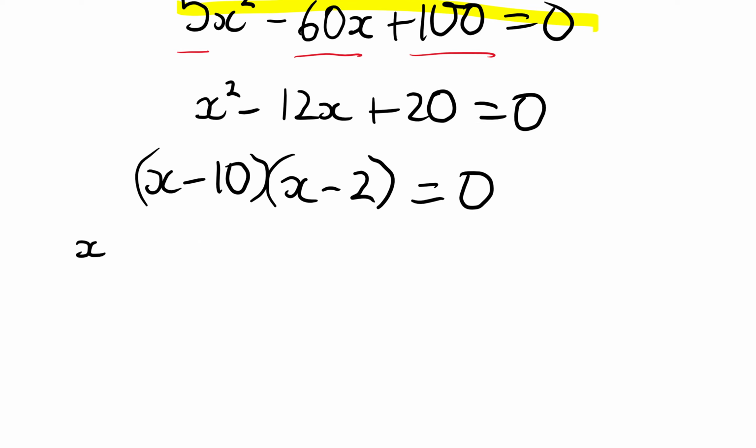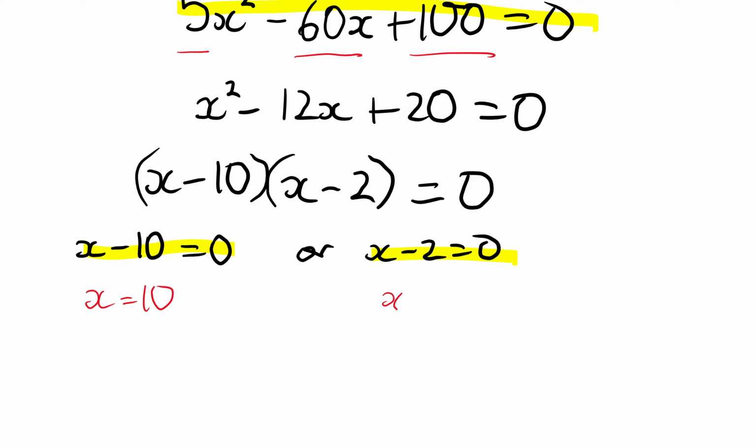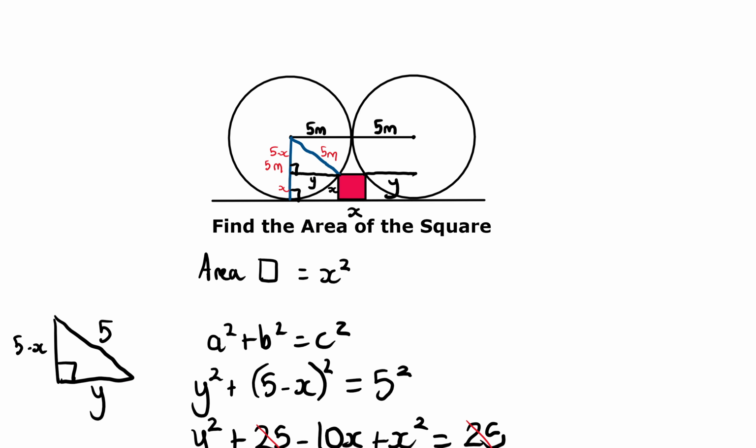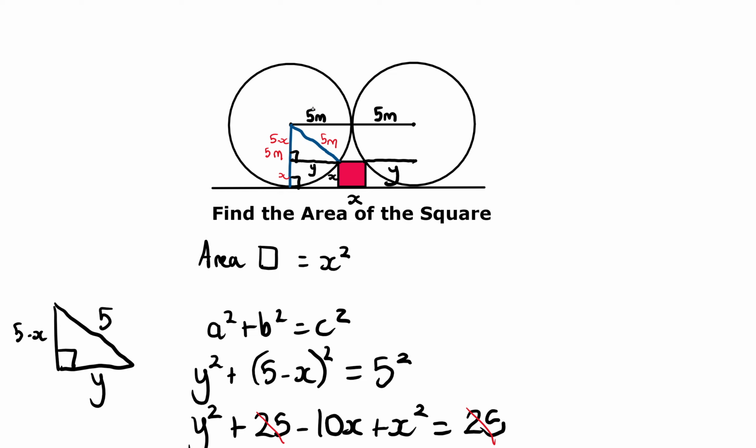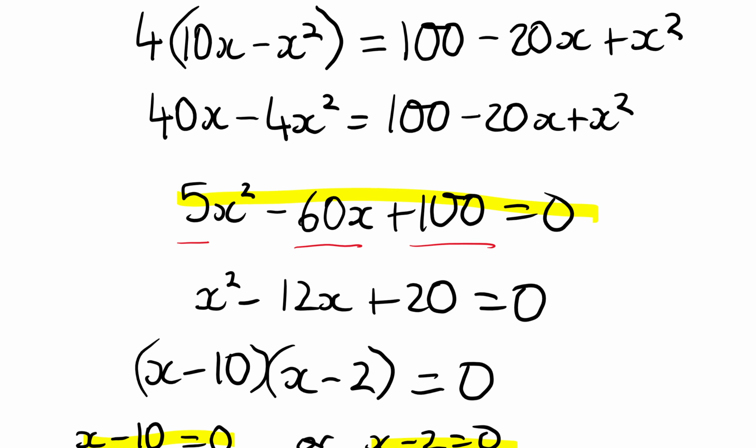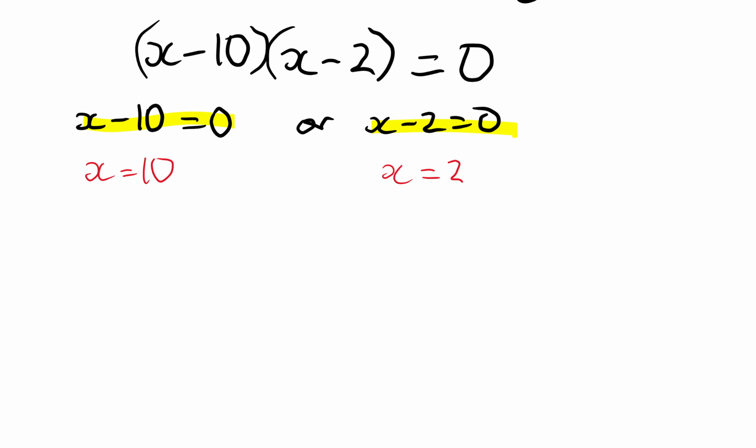And this gives us two equations. x minus 10 is equal to 0, or x minus 2 is equal to 0. So x is equal to either 10 or x is equal to 2. But if we go back to the diagram that we're given, you can see that x is clearly not 10, since the radius of each circle is only 5. So therefore, the only valid solution that we have is that x is equal to 2.